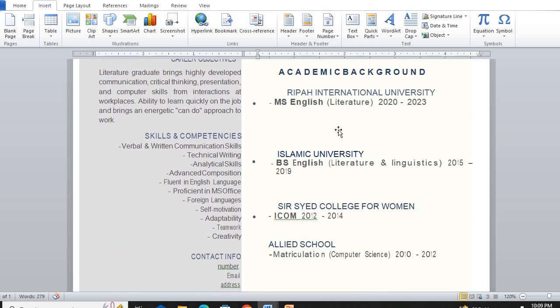After that, academic background. Rifa International University MS, year is mentioned. Islamic University BS, year is mentioned. Sir Syed College for Women, whatever you have done, ICS, ICOM, you'll write here and then year. And then matriculation from which school, you'll write that.